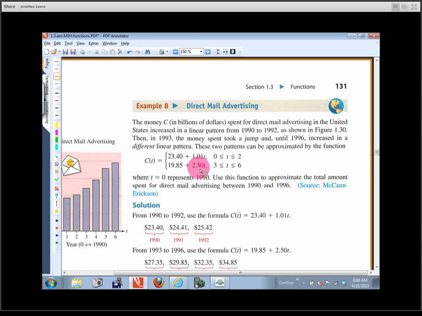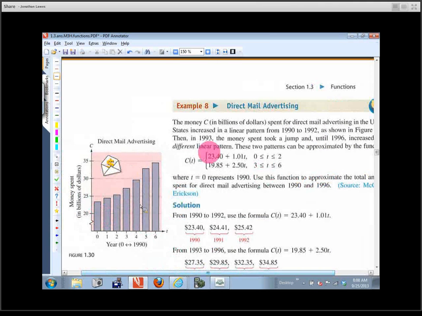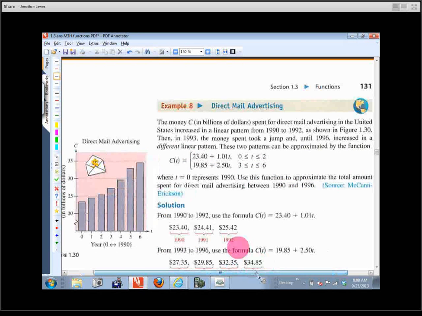So let's read the question. The money C in billions of dollars spent for direct mail advertising. Well, let's see. Why would they say C for direct mail advertising? Yeah, because that's how much it costs. So the cost of direct mail advertising followed a linear pattern from 1990 to 1992, shown in this figure over here. And then it says in 1993, the money spent took a jump until 1996.